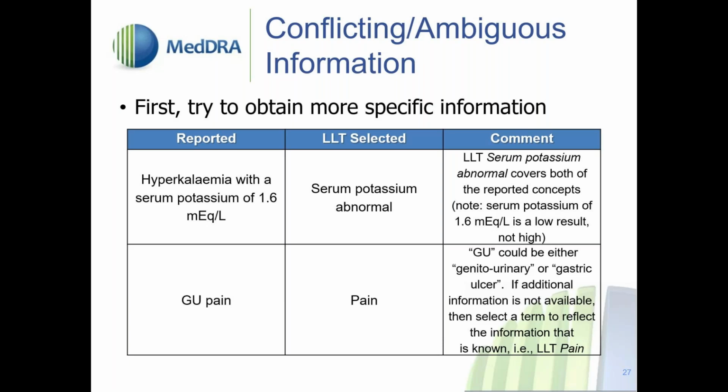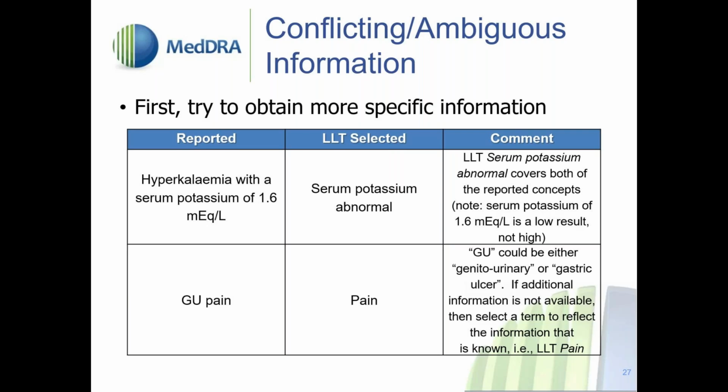So here's an example. There's a report of a hyperkalemia with a serum potassium of 1.6 milliequivalent per liter. Now, if you look up a range for serum potassium with the units of milliequivalent per liter, you'll find that this is a low result. But the reporter is telling you they had hyperkalemia. So you're not sure which part of the report is the one that's not accurate.